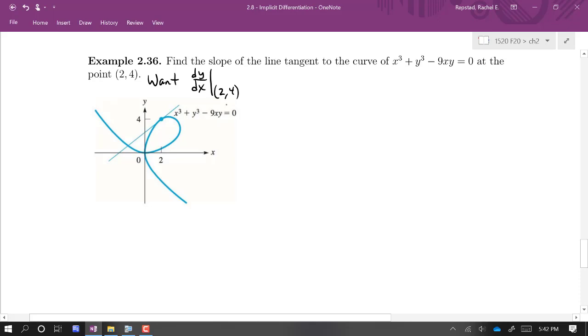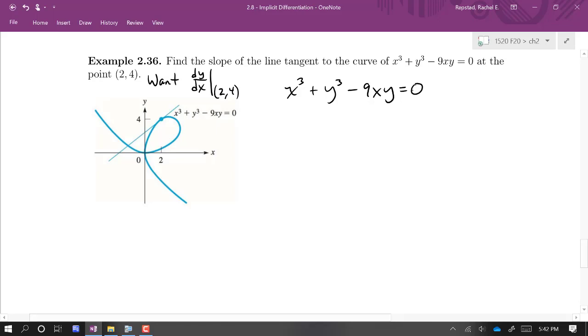And before we even start, looking at the graph, it looks like in that tangent line we're going to expect to get a positive, right? That slope is definitely positive. It's not terribly steep, so a positive number that isn't particularly large. So let's begin. X cubed plus y cubed minus 9xy equals 0.